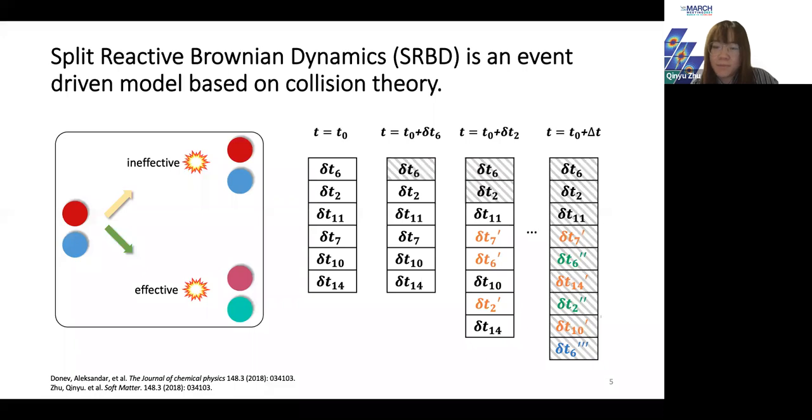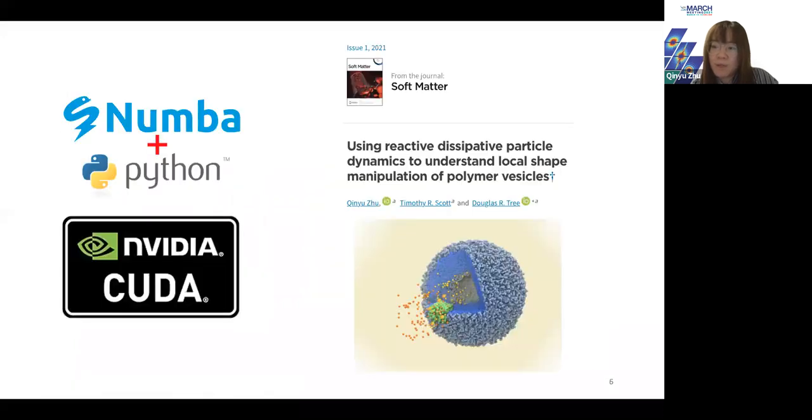We developed a Python code based on the models that we just described and compiled the code using an open source compiler called Numba, together with its compatible CUDA programming feature to perform GPU accelerated computation. More of the performance details can be found in our recent publications. Now with the code, we explored two possible local shape change mechanisms.